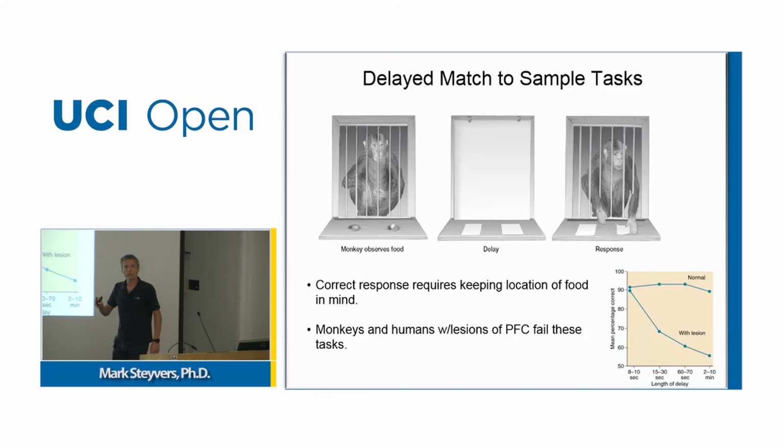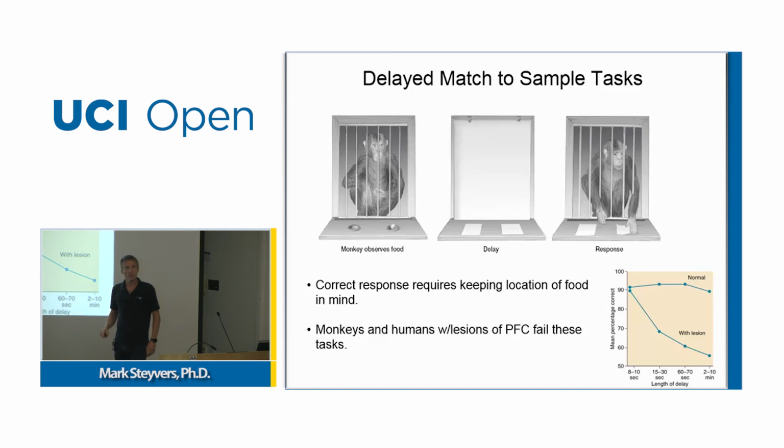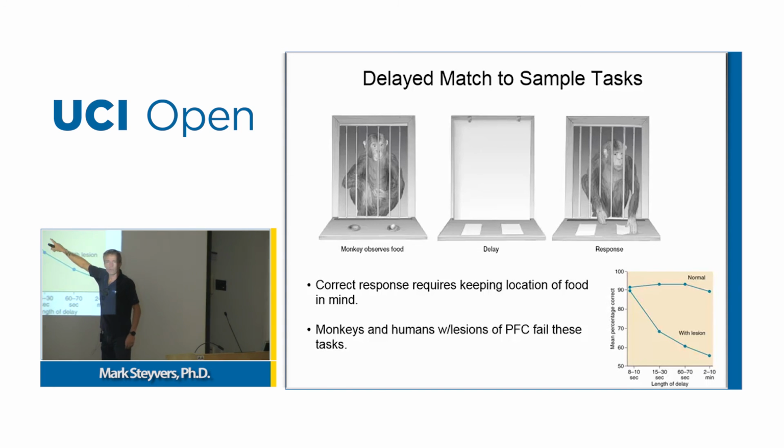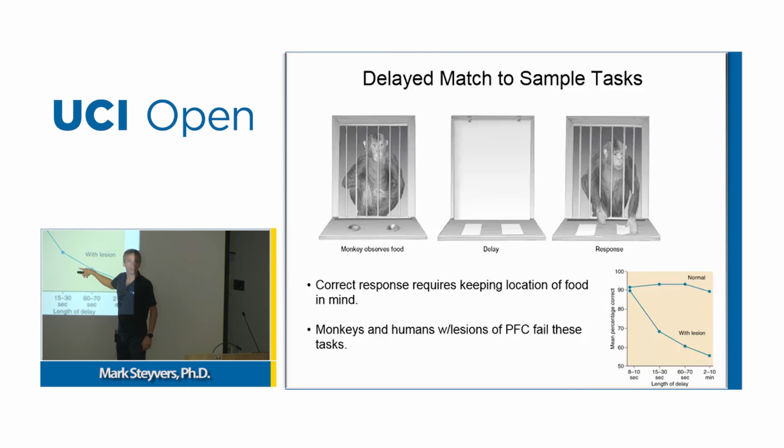The prefrontal cortex takes time to develop. Infants show results more like these monkeys with damaged prefrontal cortices. So before 1 year of age, as a human, you're probably on this curve. And as you grow up, you become more like the normal individual.